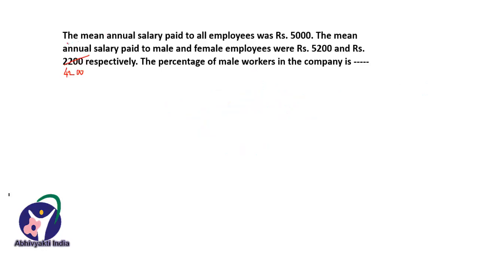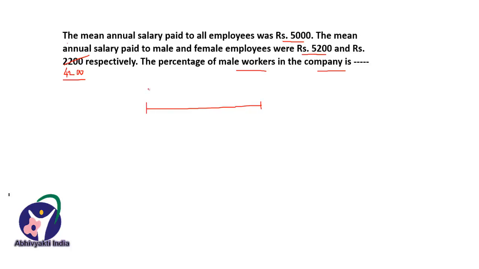Next question is, the mean annual salary paid to all employees was rupees 5,000. The mean annual salary paid to male and female employees were 5,200 and rupees 4,200 respectively. The percentage of male workers in the company is? Draw a straight line and use a straight line approach.